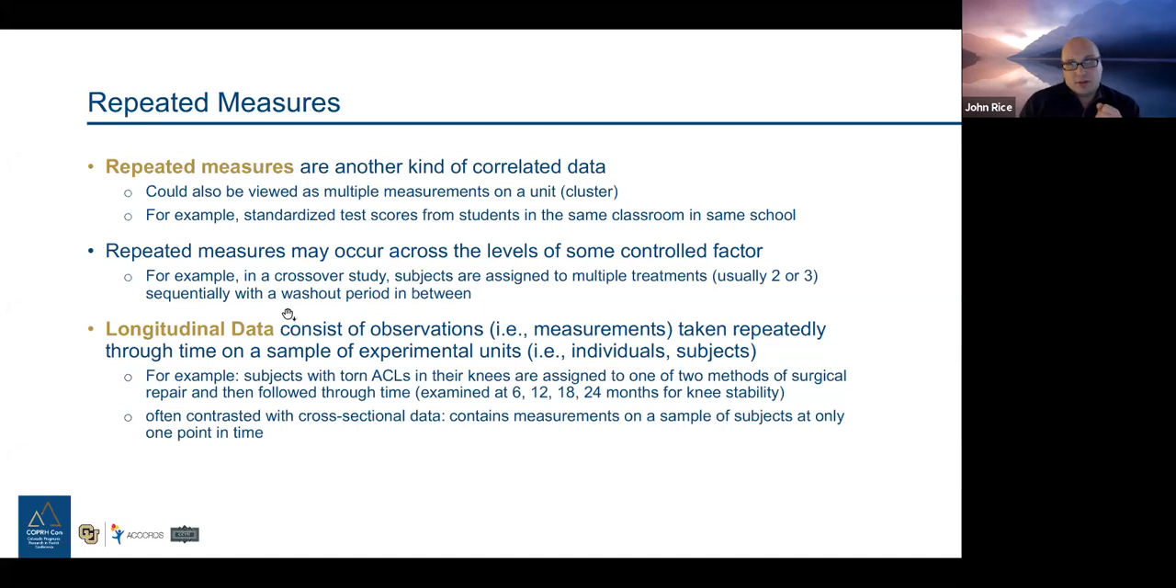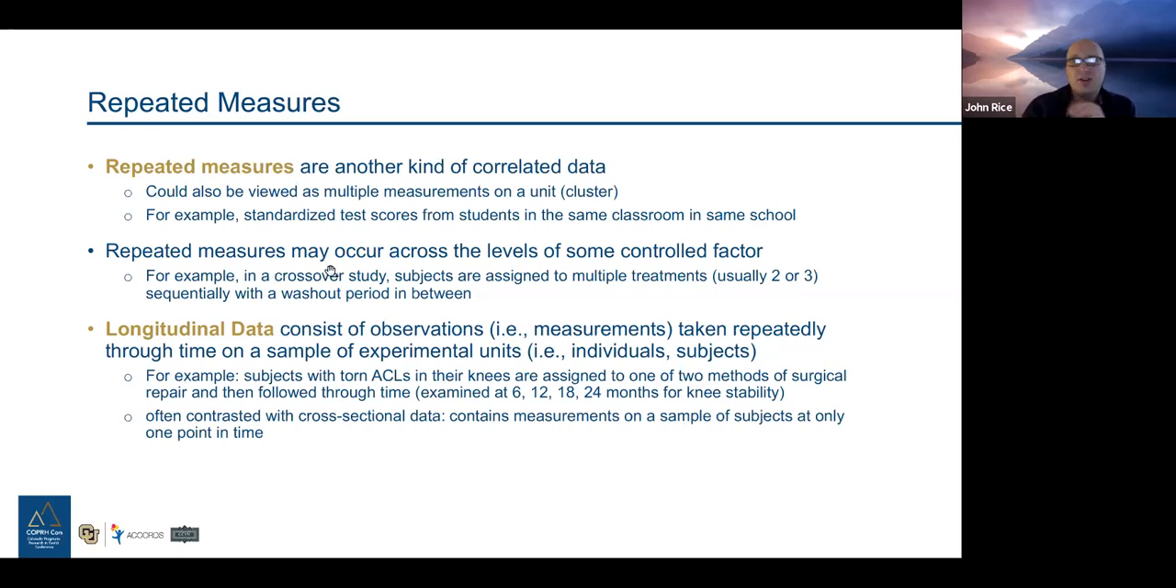So another kind of correlated data that arises is repeated measures. This is a little bit different. When I was talking about cluster randomized designs, that's more like practices or clinics or hospitals that are randomized to one of two arms or potentially more arms. But correlated data also arises in this repeated measures context, where each cluster is observed over time. So this is another way correlated data can arise.